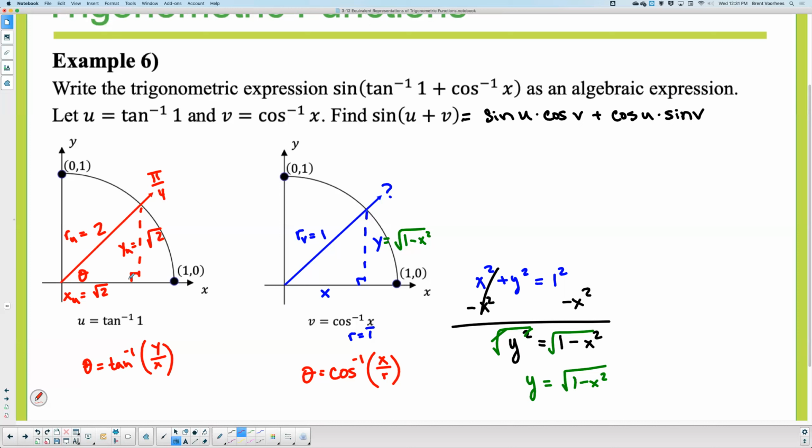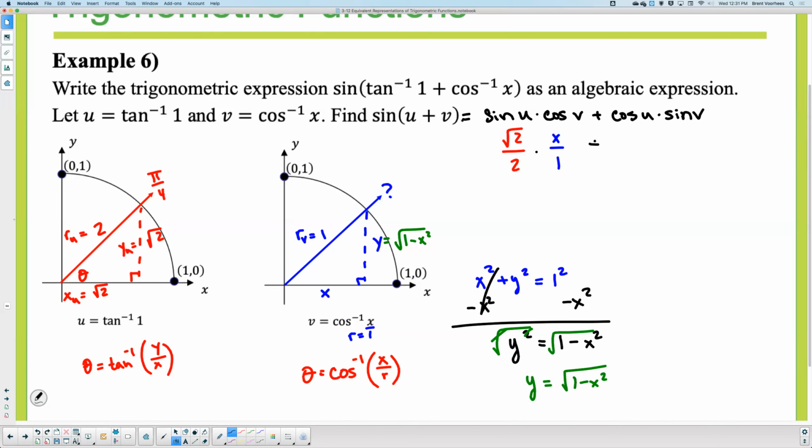In this triangle, what is our y value? The square root of 2. And what's the r? 2. This needs to multiply times the cosine of triangle V. So come to this triangle down here. This is V. What's the ratio for cosine? x over r. So it's x over 1.